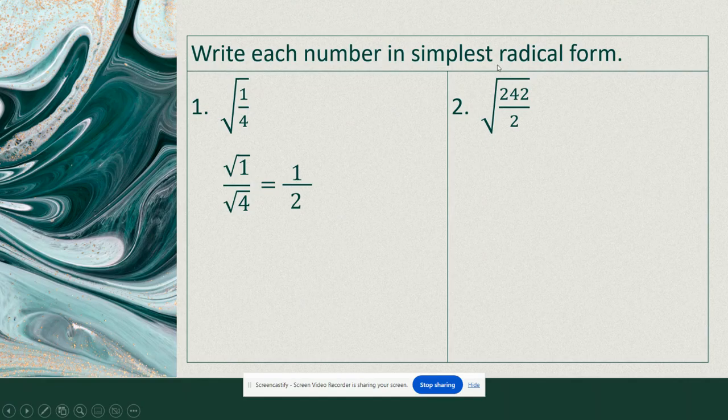For number 2, I have the square root of 242 over 2. We can actually simplify this 242 over 2. 242 divided by 2 is just 121, and of course, 121 is a perfect square. So the square root of 121, hopefully we all know, is 11. Some of these we can break down before we evaluate the square root. Other times we're going to have to break them apart into numerator and denominator like we did the first one. But this one works out pretty nice for us.